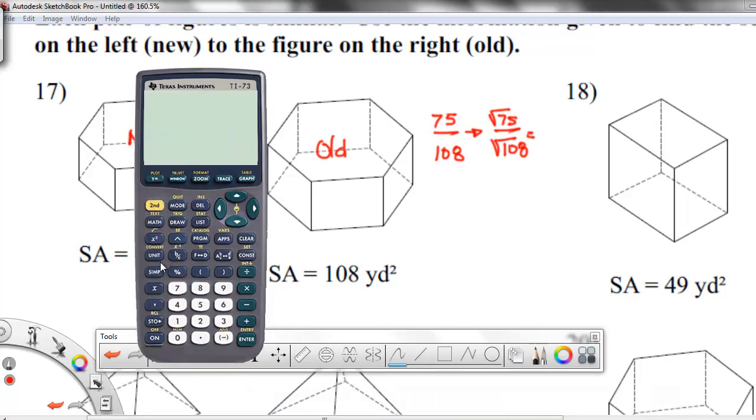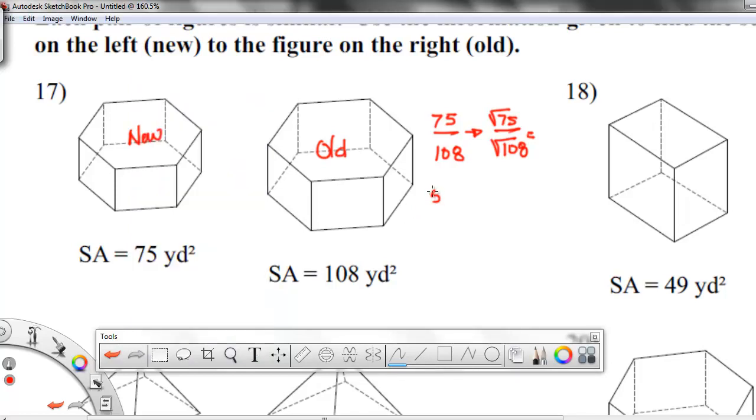The square root of 75. Make sure you close your parentheses while you do this. Square root of 108, that's a square, not a square root. Square root of 108. Fraction. So that relationship is 5/6. The important part of this is to be able to take the square root.